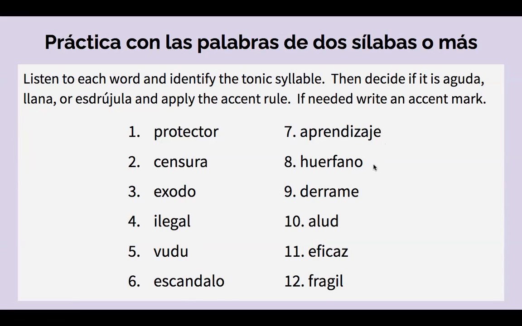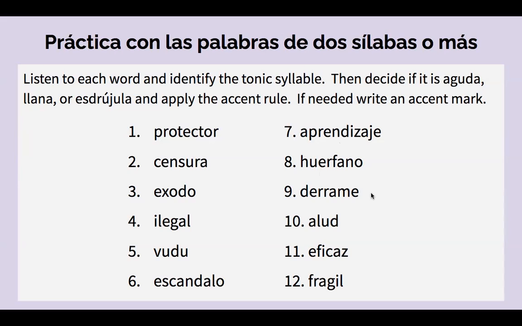Huérfano is esdrújula. Huér is the tonic syllable, but here there's a diphthong. So which vowel gets the accent mark? Not the weak vowel. Why? Because if we stress the weak vowel, then it will separate from the strong vowel and create an extra syllable. We want to keep the U and the E together in the same syllable. So we'll accent the E, not the U, because E is the strong vowel.